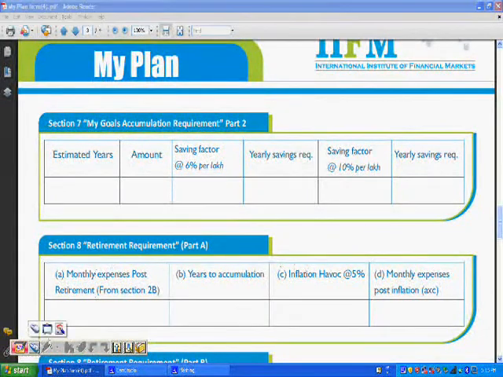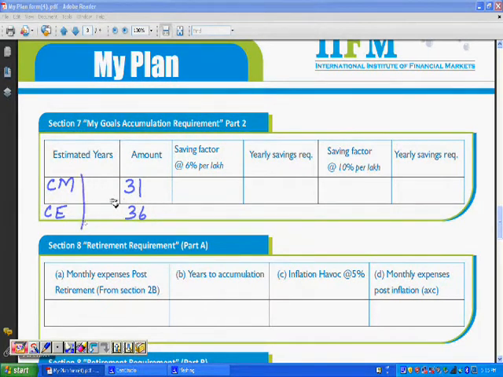Right, so if I come back and we say that, okay, let's take the two examples, child's marriage and child's education. In child's education, the amount required now is 36 lakhs, and in child's marriage, the amount required is, let's say, 31 lakhs. Right, and the estimated years left for this, 23 years, and this is 18 years. Right, so is this absolutely clear? For child's marriage, we need 31 lakhs, 23 years left. For child's education, 36 lakhs, 18 years left.